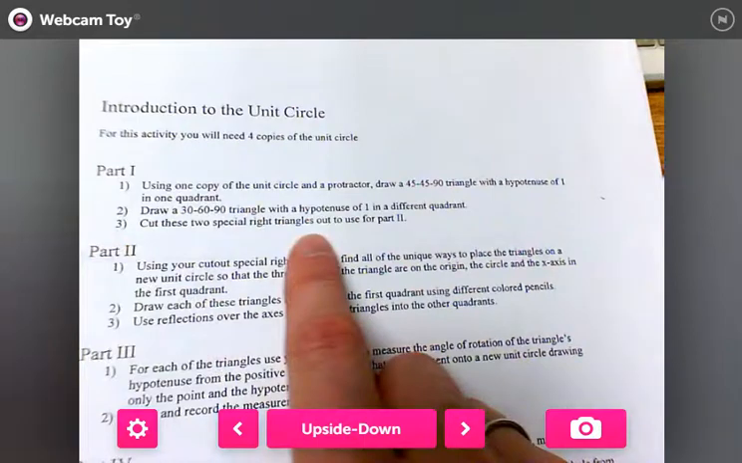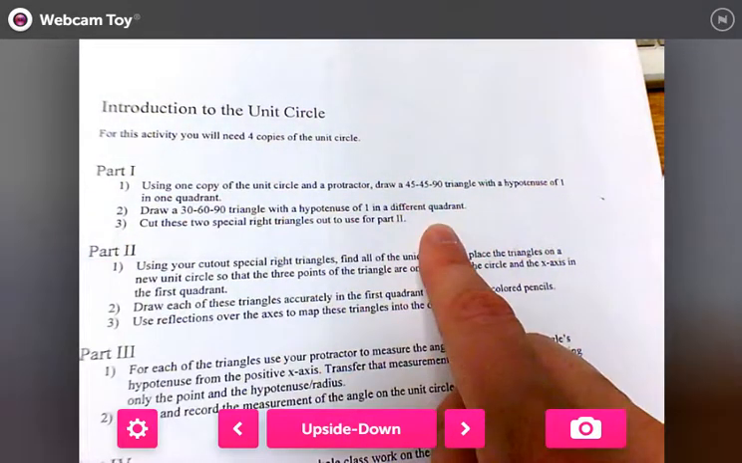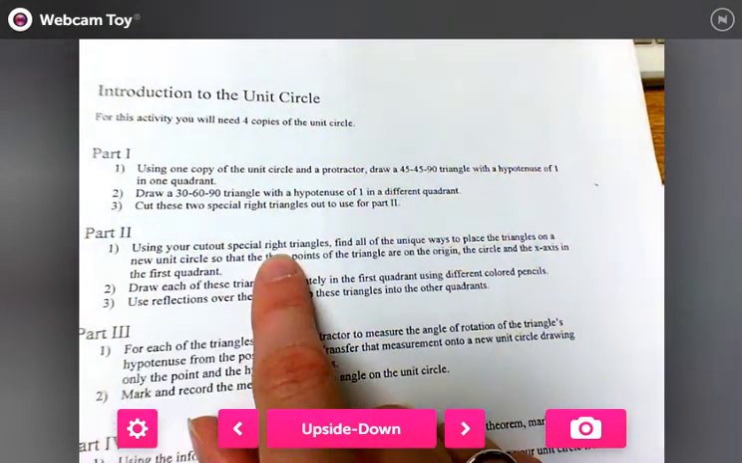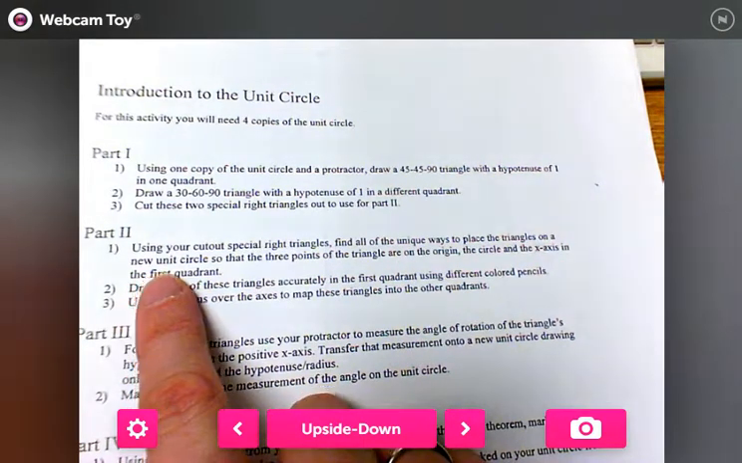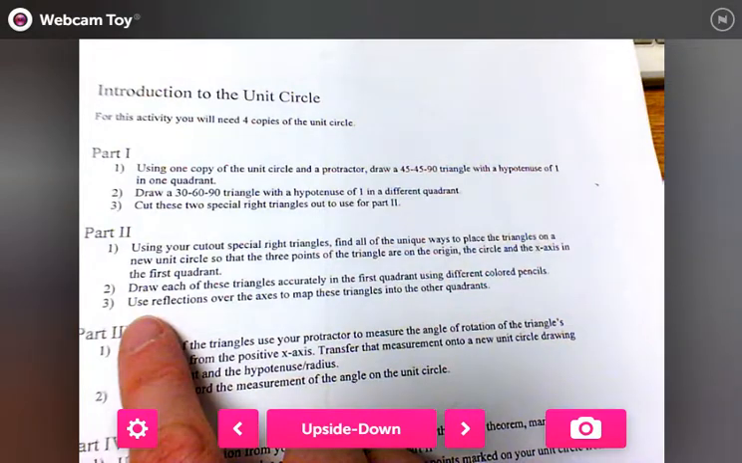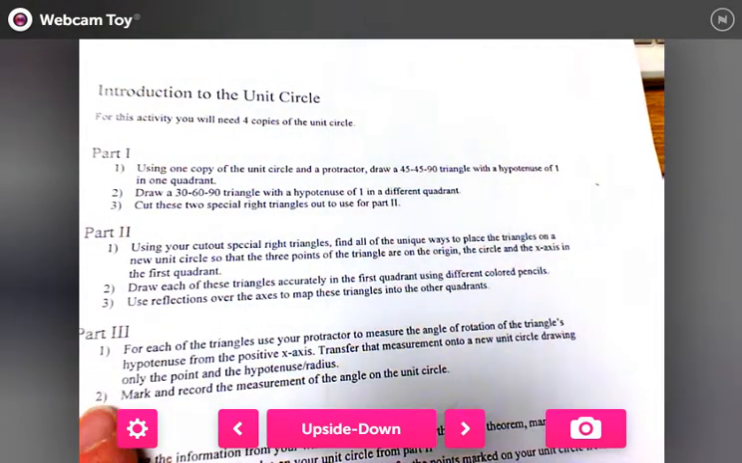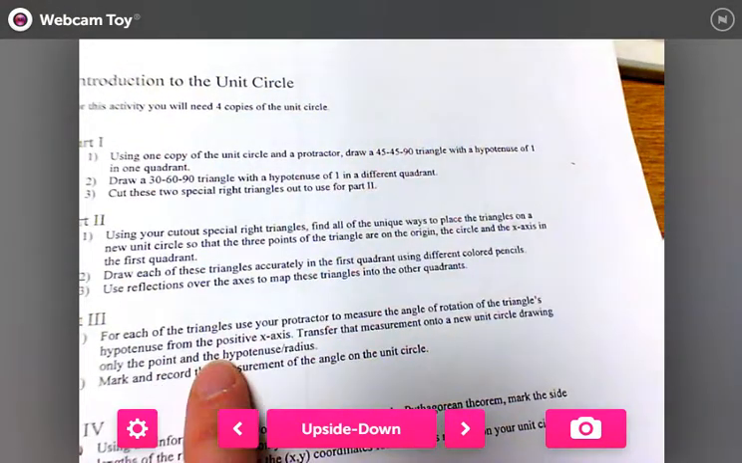And we're going to cut these 2 special right triangles out. Then we're going to use our cutouts, special right triangles, and find all the unique ways to place the triangle on the new unit circle. We're going to draw on these triangles with the colored pencils, and using a protractor, we're going to find all the angles and mark them off.